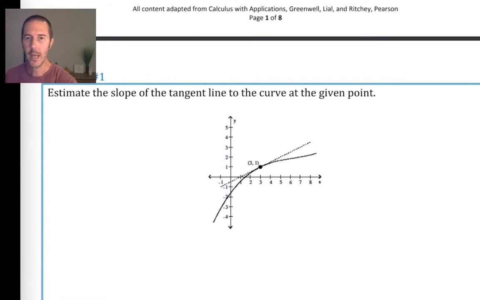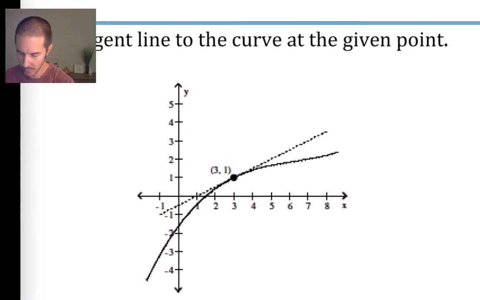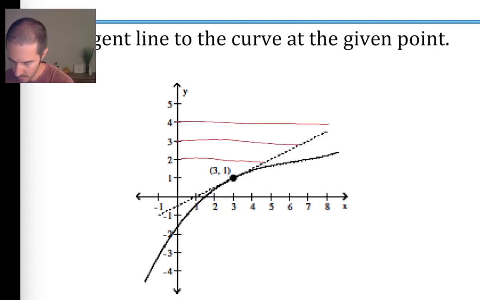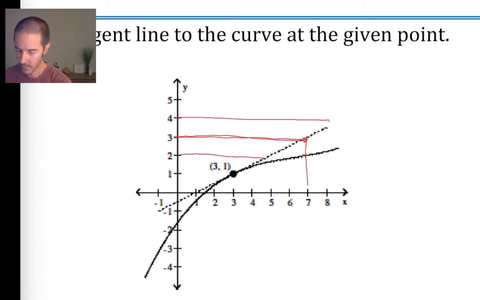So here we could estimate the slope of our tangent line by using the point that was given to us and then trying to find another convenient value. Maybe this one's a little too high. So maybe this one is 3, 7. So we could use 7, 3. We could try to solve this graphically and calculate our slope that way.